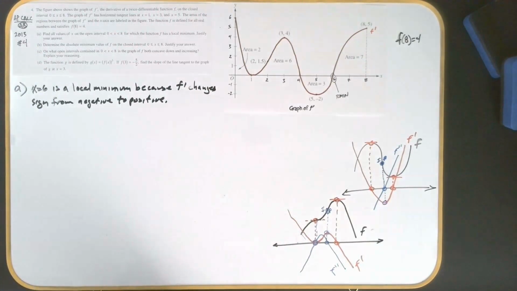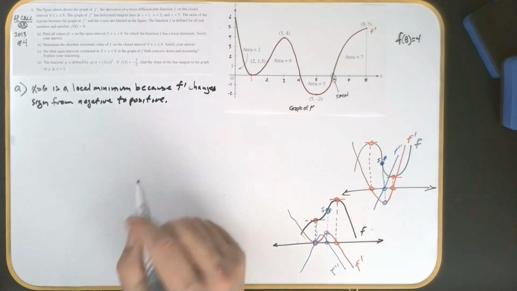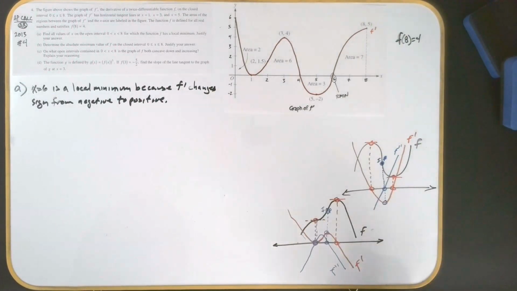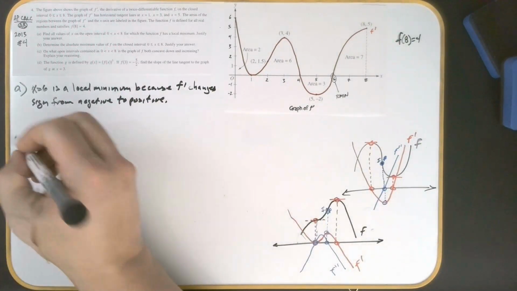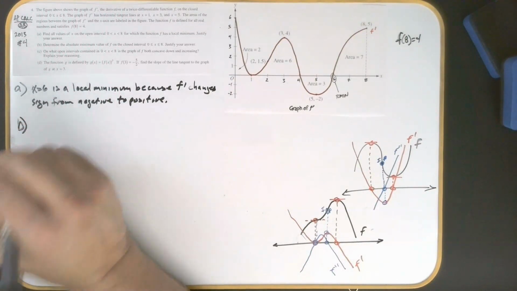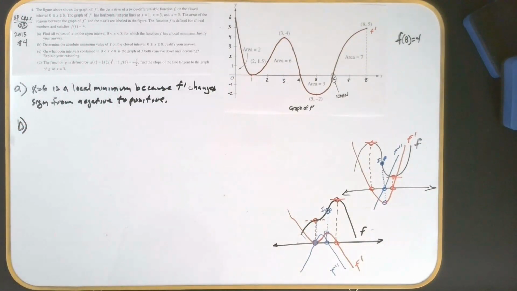Okay? So that is our answer right there. Just reading the graph. Okay? That's actually only worth a point anyway. Part B. Determine the absolute minimum value of f on the closed interval.